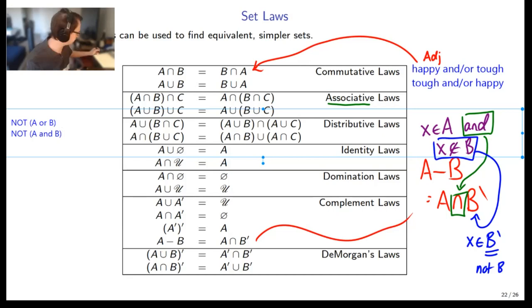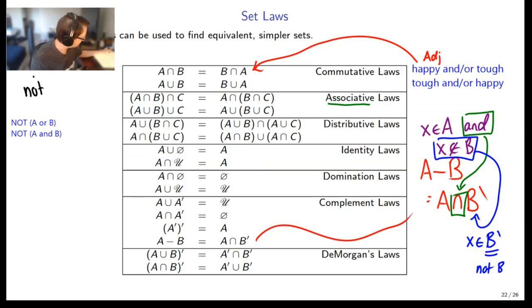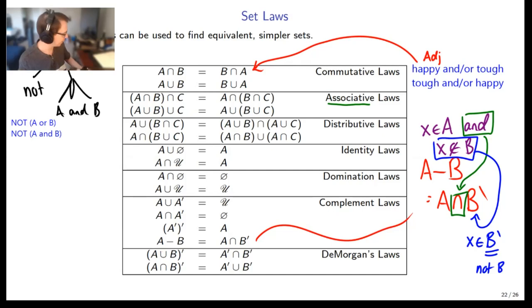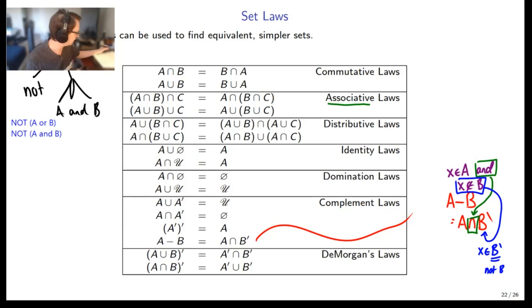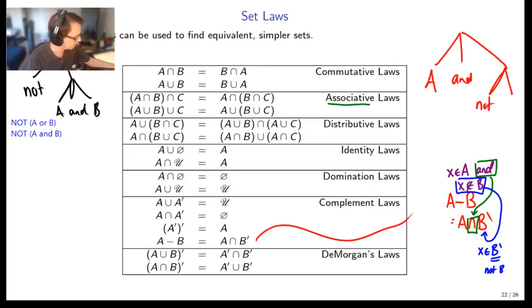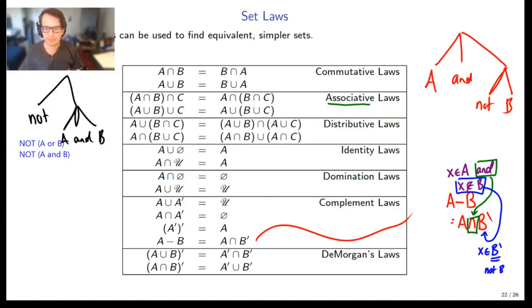It's sort of like the structure that we saw earlier in the first lecture, where we're saying not A and B. While in this case with the complement law, what we end up with is A and not B. So a little bit different. So De Morgan's is more about this not A and B structure that is right below me.